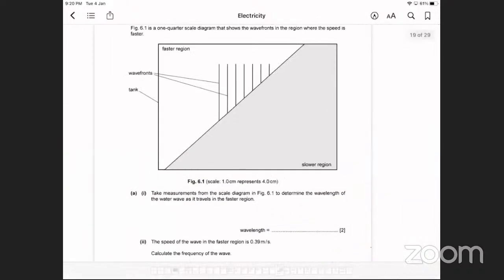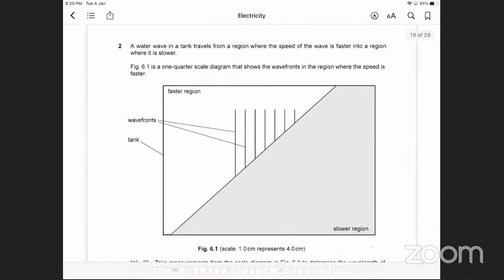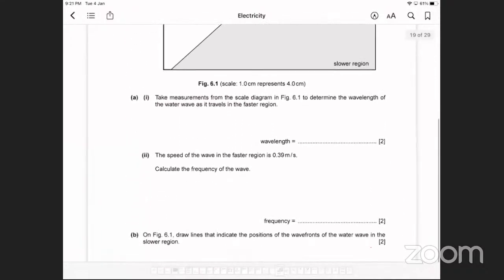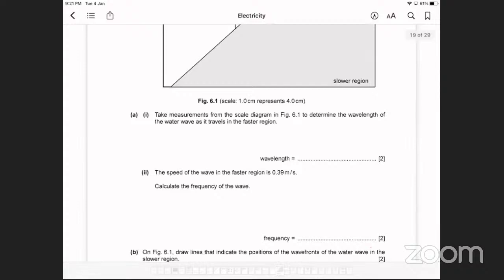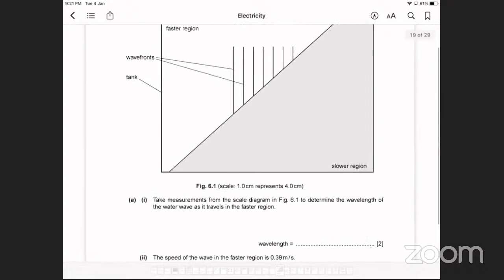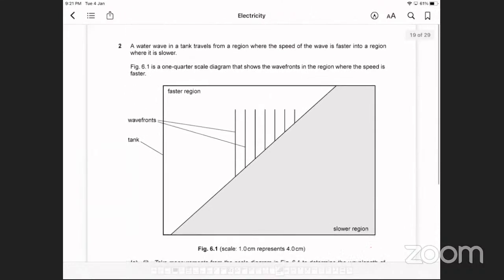So these questions, I think we've covered a lot about the wavefronts traveling from a deeper end to a shallow end, right? So I think you guys should be able to answer these questions by yourself. Do you think you guys can do that now? Especially with this diagram. Are you now confident with these questions? You're saying yes, you'll be able to answer it.